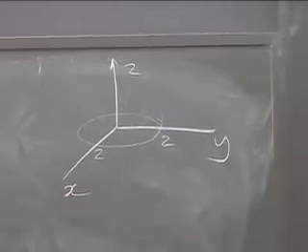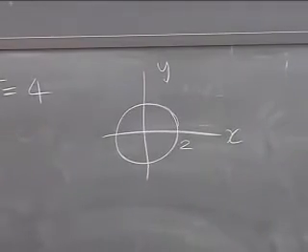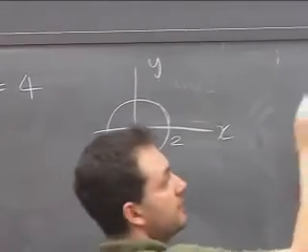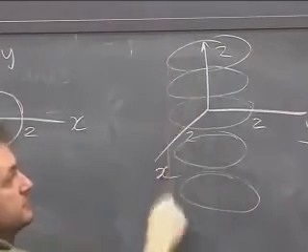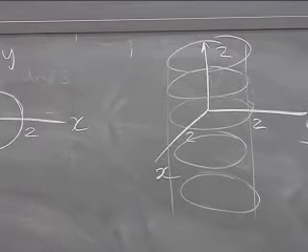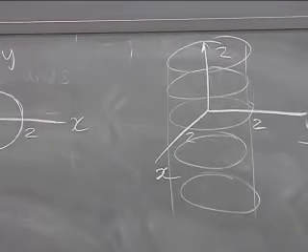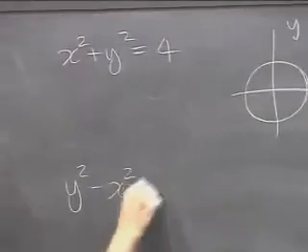But this doesn't tell us anything about z, that equation. So z is free. That means z can be anything. That means that you've got to replicate that circle at every height. And you get a cylinder. So if one of the variables is missing, you basically get a 2-dimensional graph that just moves up and down in a cylindrical fashion. What if you had y squared minus x squared equals 4?